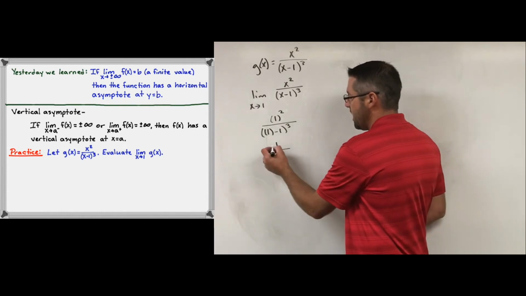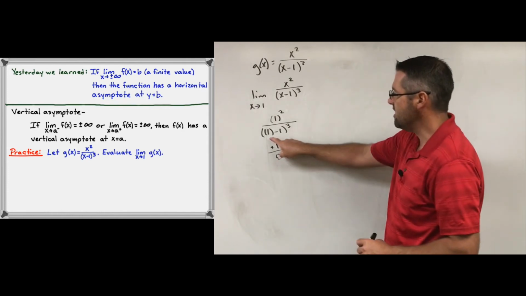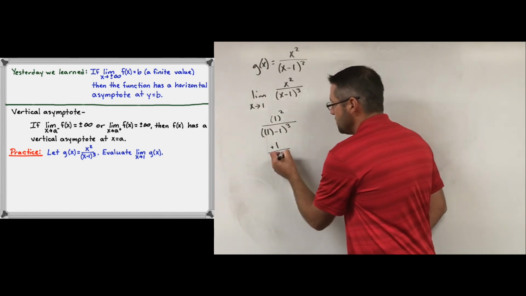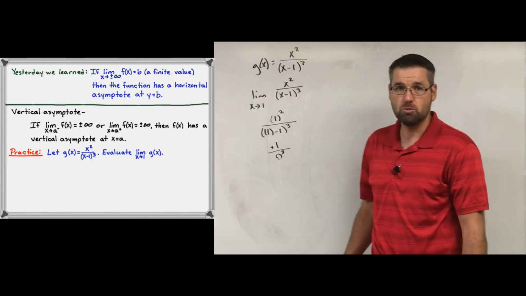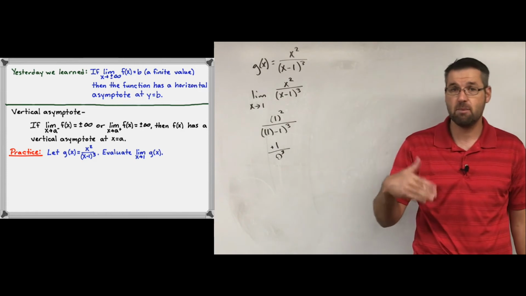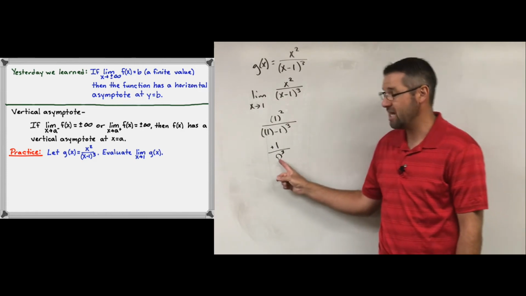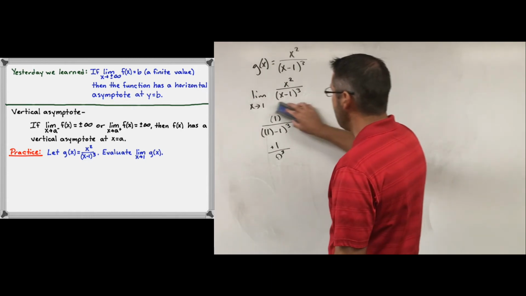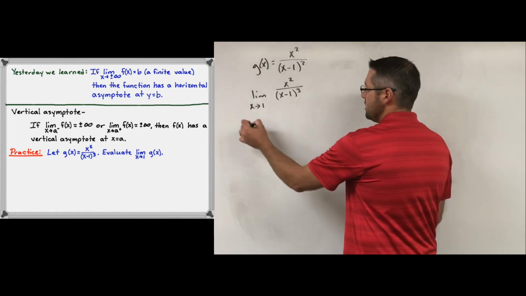So we know that this guy is going to be a positive. This guy, we got 0, and then let me put the cube there, 0 cubed. Well, when I cube something, I could get a positive or a negative number depending on what kind of 0 I have. So that's why we have to check the left and the right hand limits. So let's go ahead and do that.